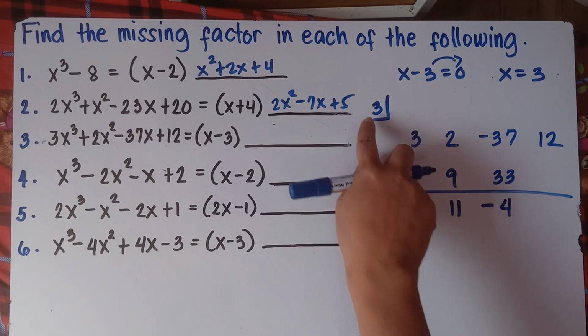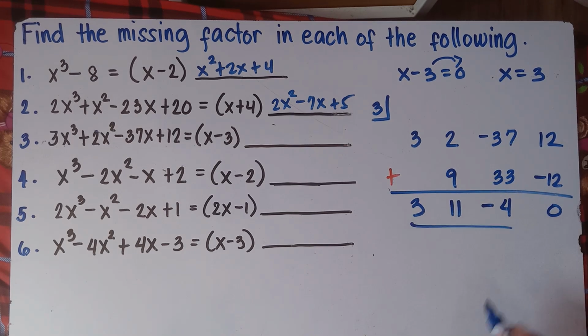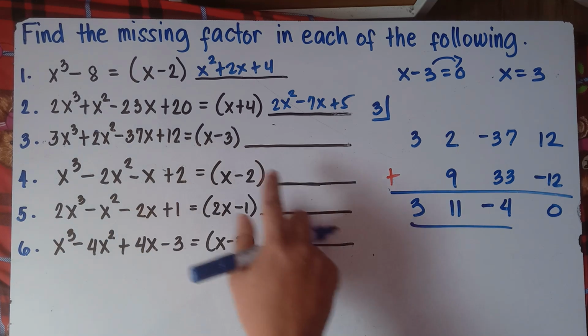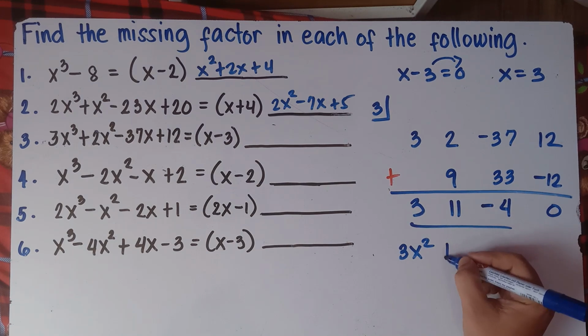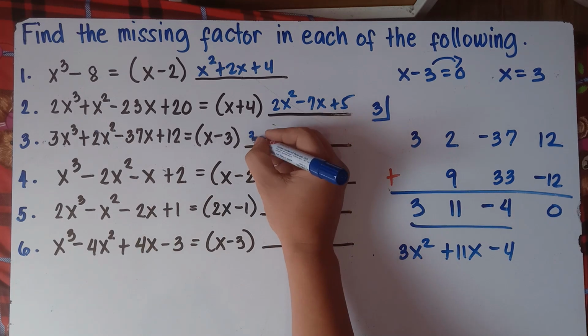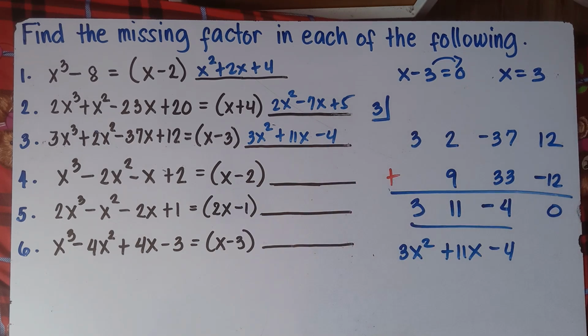Then you multiply 3 times negative 4, that's negative 12. You combine negative 12 plus 12, that is 0. So this will be our answer. So for the leading term, x cubed divided by x, this will be x squared. So this will be 3x squared plus 11x minus 4. So that's the answer for number 3, class.